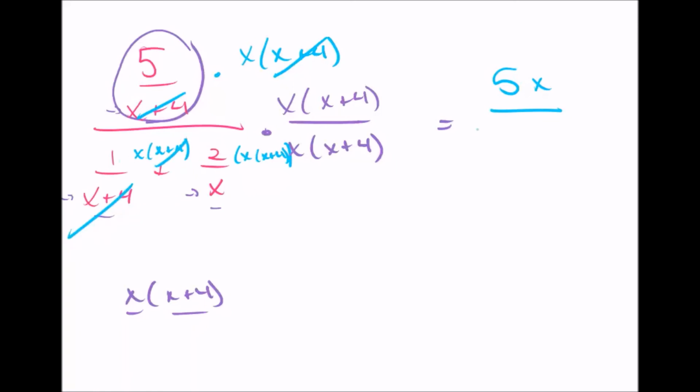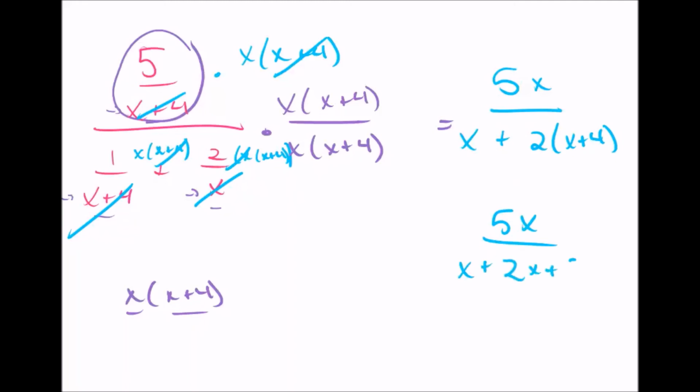This first one is just x. Over here, the x's cancel out. So this one has to be multiplied times x plus 4. 2 times x plus 4, so plus 2 times x plus 4. Then we're just going to simplify 5x over x plus 2x plus 8, 5x over 3x plus 8.